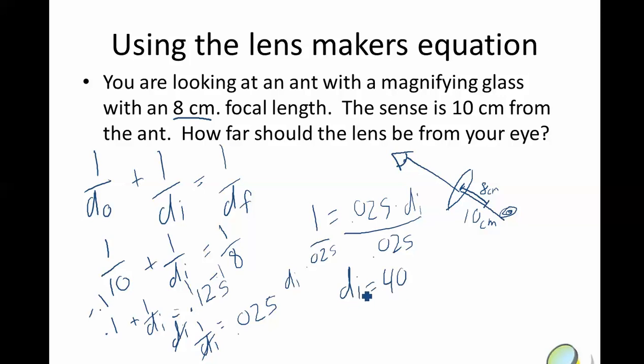So d sub i is 40. We better put our labels back in. 40 centimeters. So that tells me from the lens to your eyeball, you want to have 40 centimeters. That's where you should position your eye to get a good focused little smiley ant.